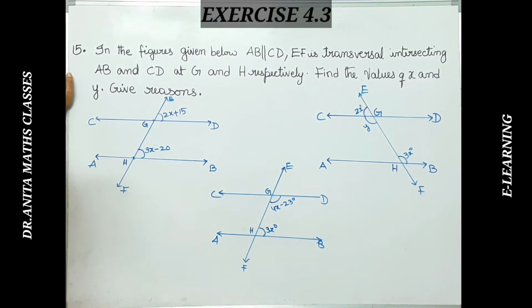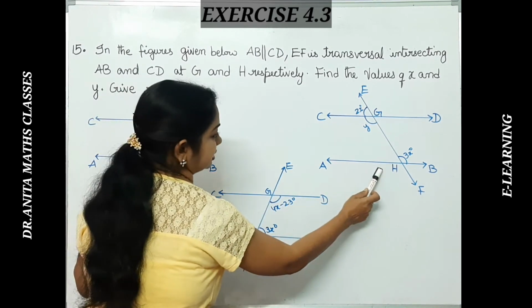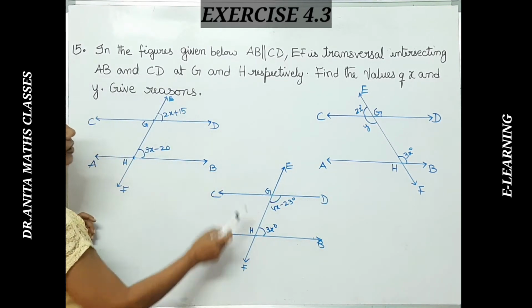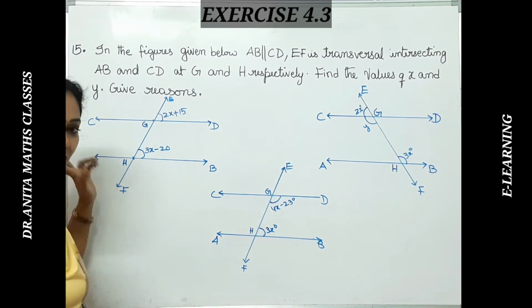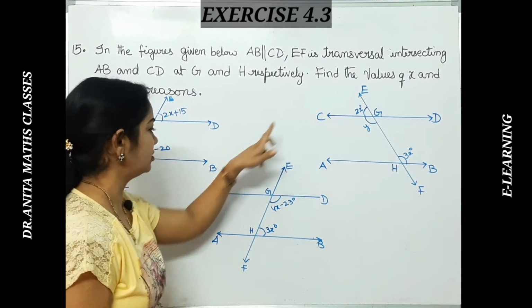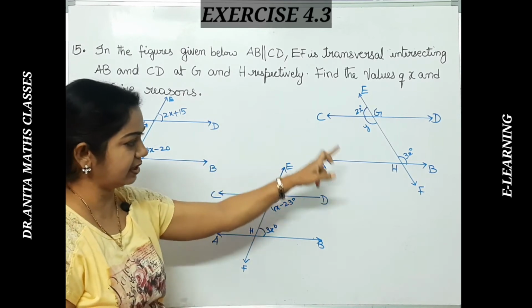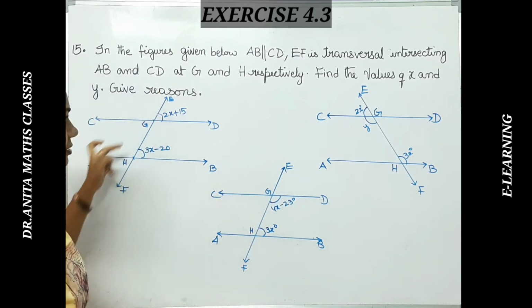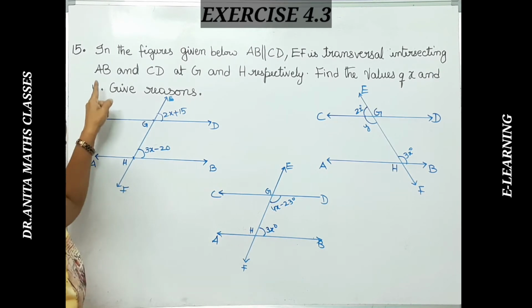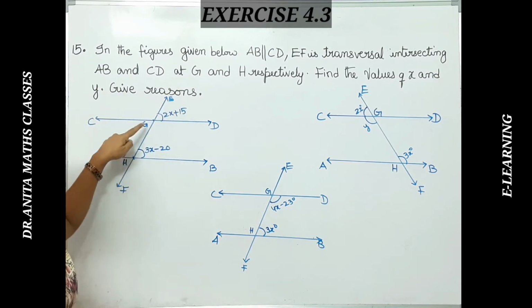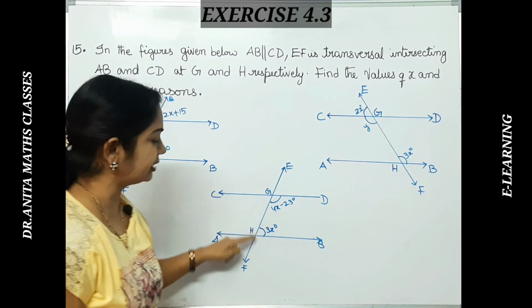Here, 15th problem. In the figures given below, there are three figures: the first, second and the third one. AB is parallel to CD in all the figures, and EF is a transversal in each, intersecting AB and CD at points G and H.